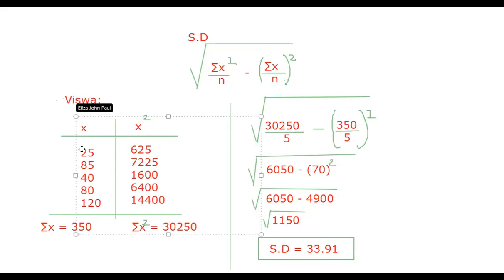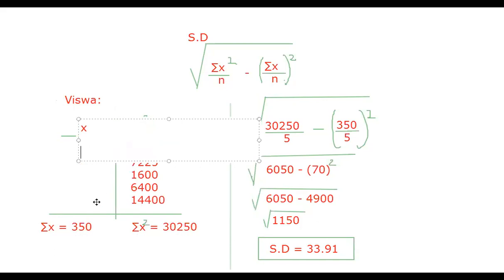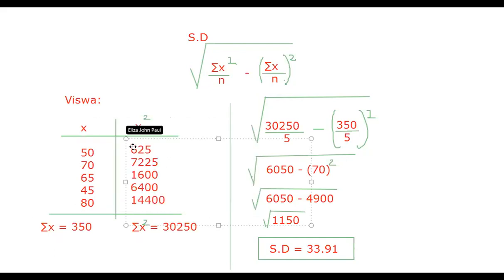Yes, sir. For Vishwa, what is our x? Let me delete this. So Vishwa is 50, 70, then 65, then 45, and 80. So this is our Vishwa score.